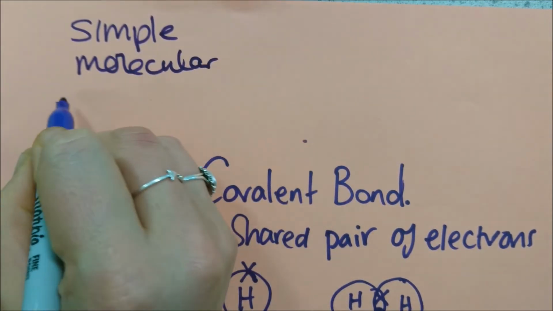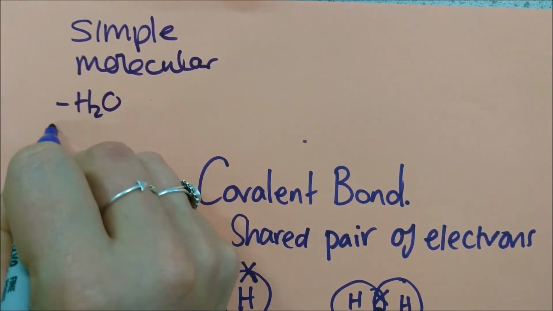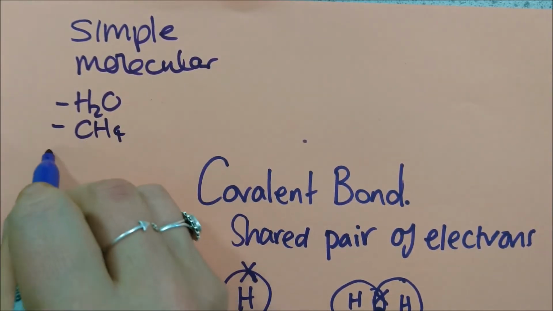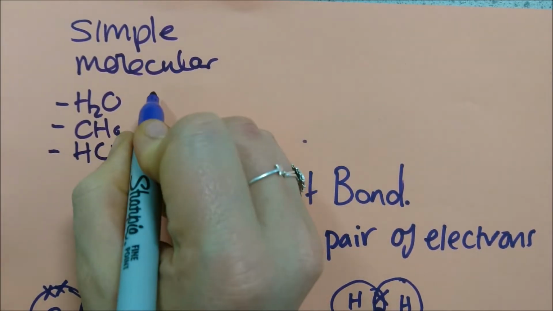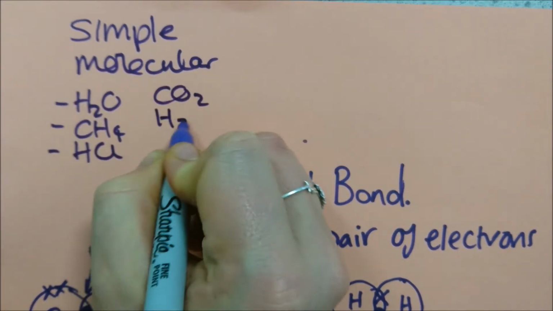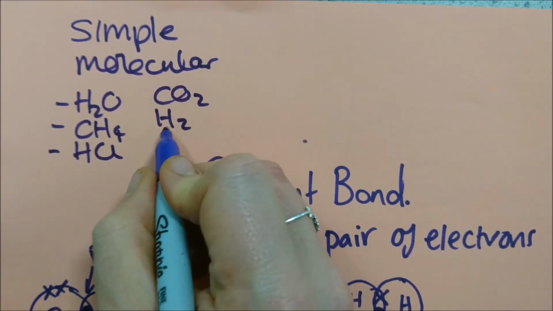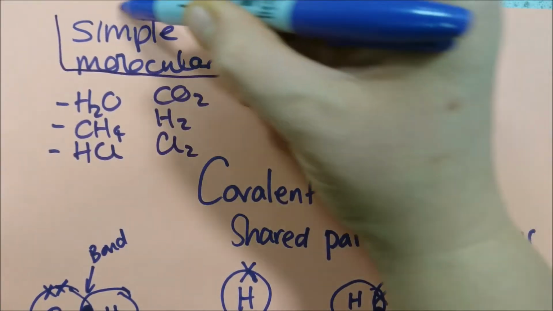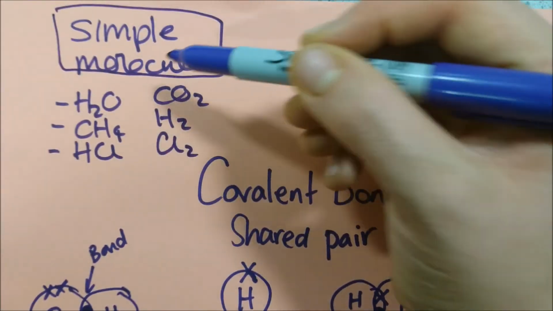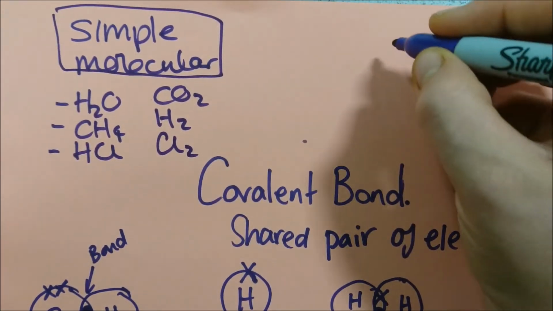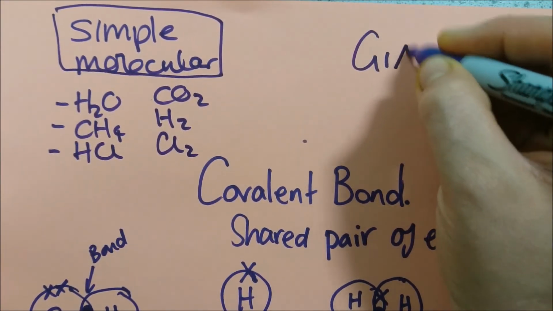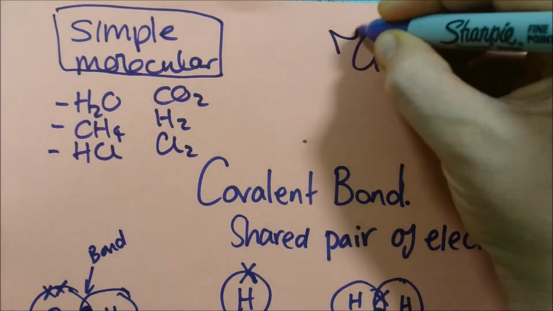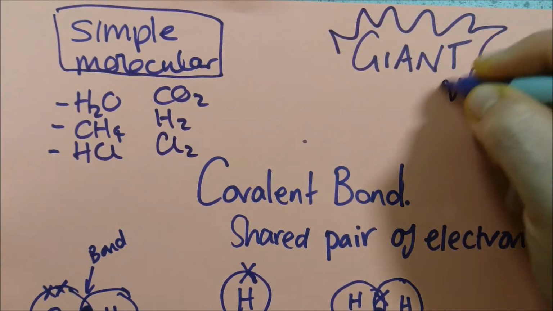Now, simple molecular are things like little molecules like water, methane, hydrochloric acid, carbon dioxide, hydrogen as a diatomic molecule, chlorine as a diatomic molecule. So these, you have to know the properties of these based on how they're bonded, and you also need to know the properties of giant covalent compounds.